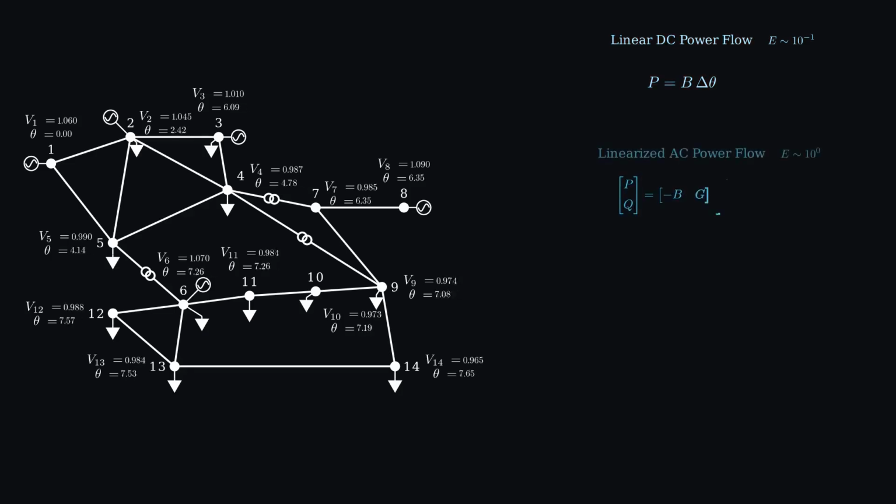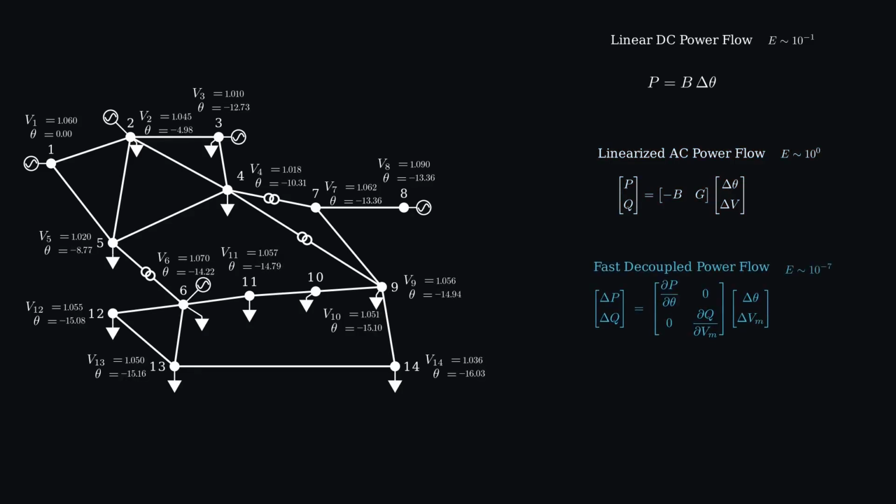The linearized AC power flow retains the structure of the AC equations, but linearizes them around an operating point. By accounting for variations in both voltage magnitude and angle, it captures more detail than the DC approximation while remaining computationally lightweight. This makes it especially useful in real-time applications such as SCADA-based monitoring, where both active and reactive power must be considered quickly. The fast decoupled power flow simplifies the Jacobian matrix by decoupling the active power and angle and reactive power and voltage relationships.